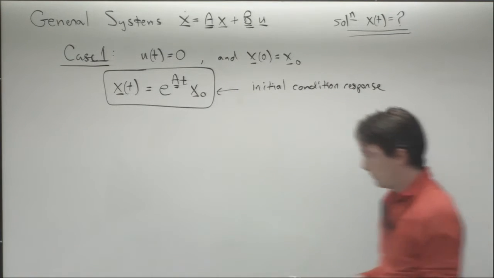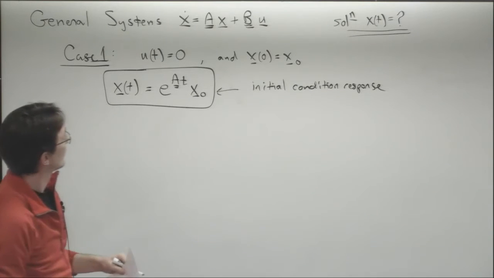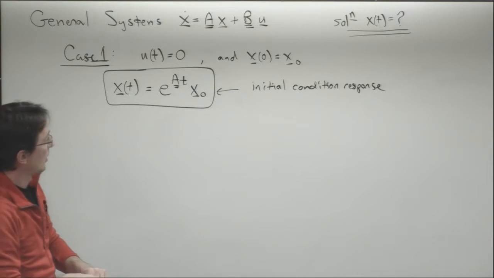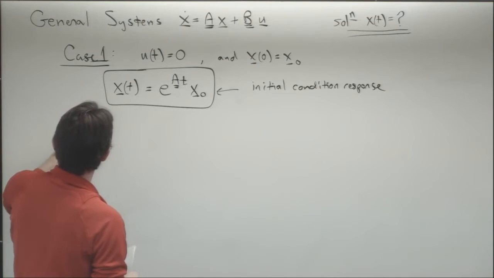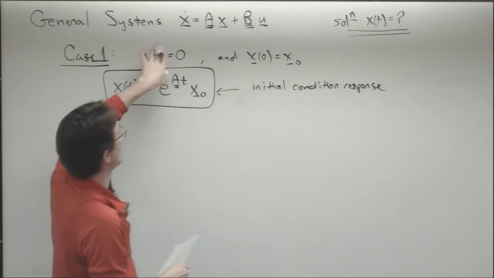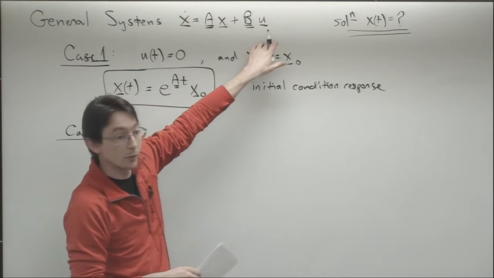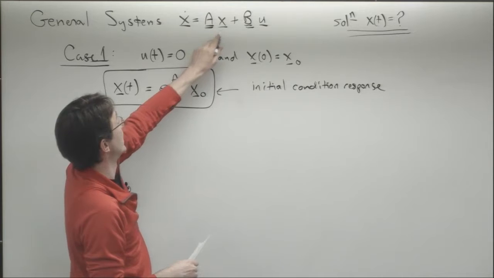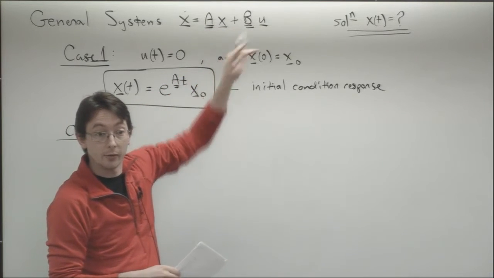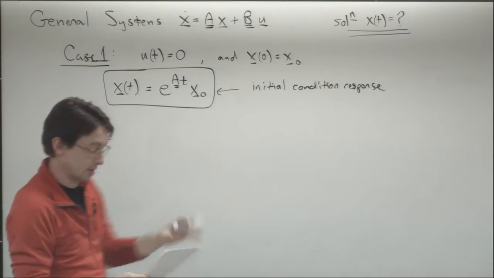Okay. Okay, so case 2 is kind of interesting. We're going to build up to more and more general systems, where eventually we're going to be dealing with an arbitrary input u and an arbitrary initial condition x naught. That's where we're going, but we're going to build this up in stages.